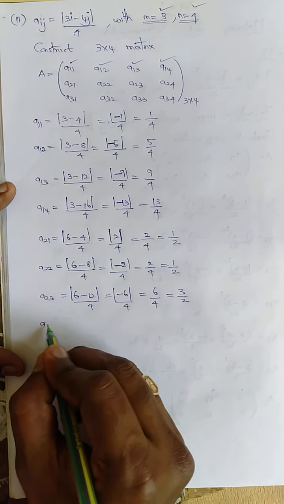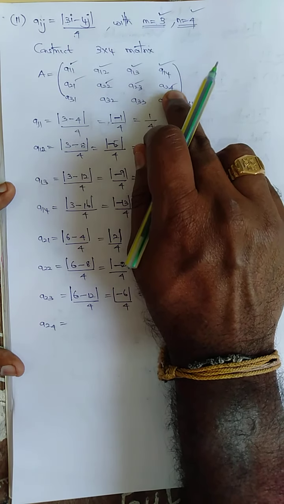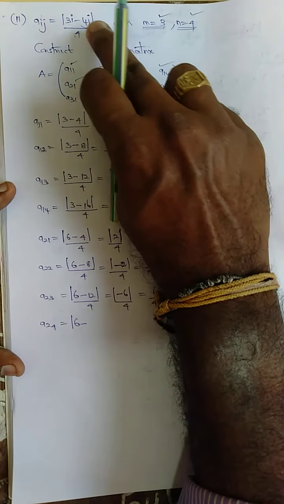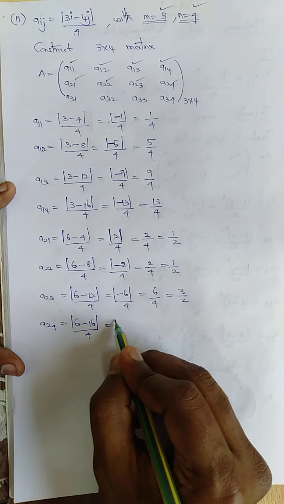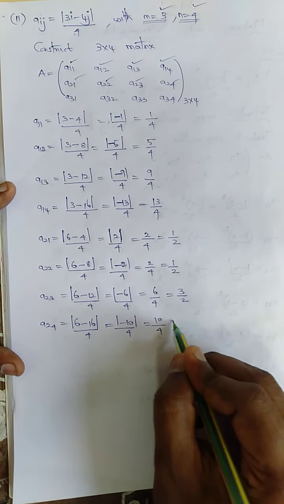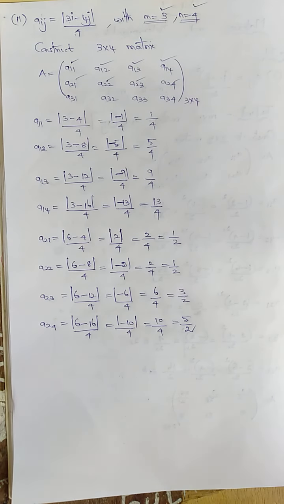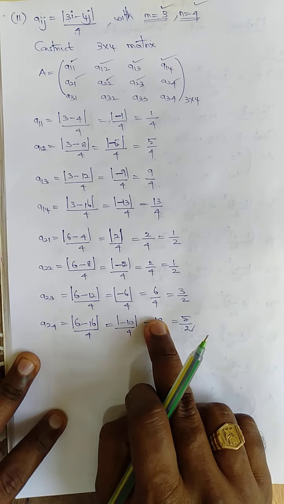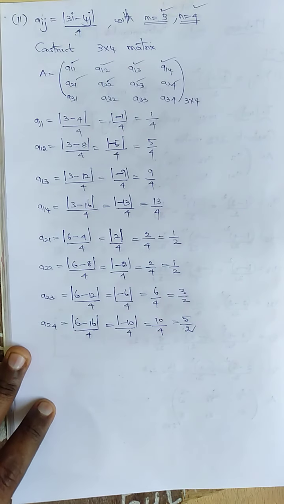Next, after a23, finally a24. This is the last element in this row. Apply 6 minus, 4 4s are 16, divide by 4. 6 minus 16 is minus 10, divided by 4. Minus 10 will become plus 10 divided by 4, nothing but 5 by 2. I have got the answer as 5 by 2. So these 2 rows are completely over.